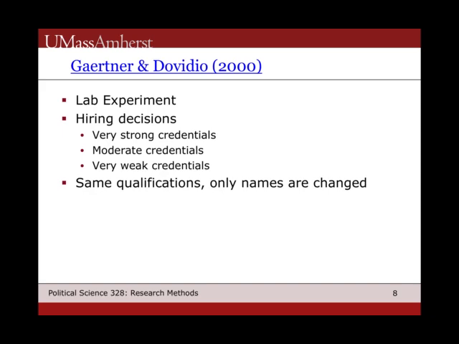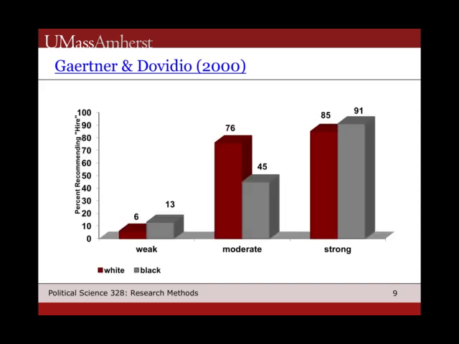So some of the names were ethnically white-sounding names, and others were ethnically black-sounding names. And what they found here is that, in essence, as you can see, when the credentials are strong or when the credentials are weak, there isn't a huge difference based on race in how likely the subjects were to recommend hiring a person. However, at the moderate credential area, we had a very strong pro-white bias. Interestingly, at the other two categories, if anything, there was a slight pro-black bias.